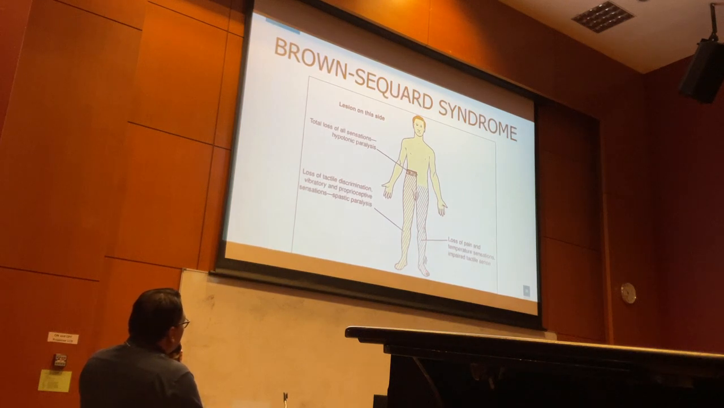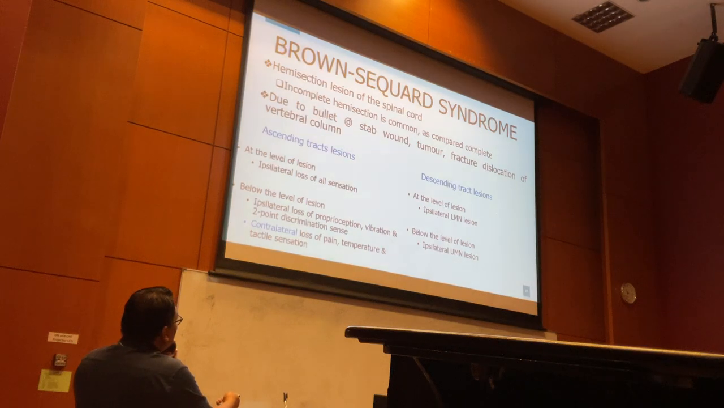Okay, contralateral loss of this everything, and ipsilateral loss of this sensation. Okay, and at the area of the lesion it is hypotonic. Hypotonic means lower motor neuron.